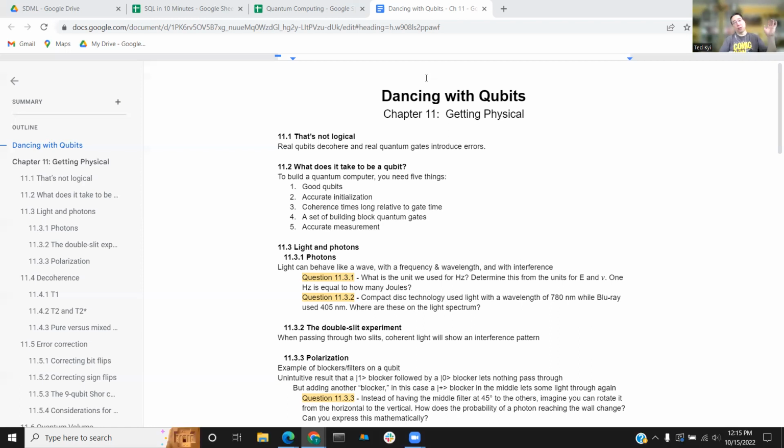And then once you're done with your circuit and you want to read the values of a qubit, you need an accurate measurement. And once again, I don't think that this is one of the challenges. I think it's really 3 and 4 that are pretty much where the big challenges are.